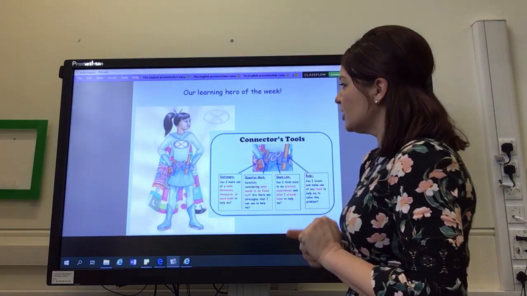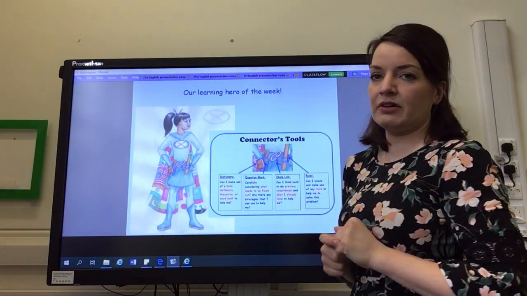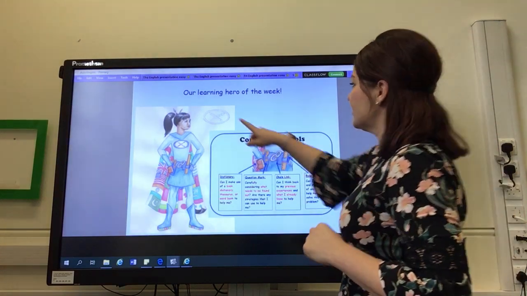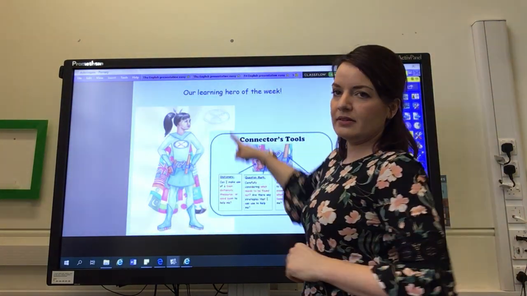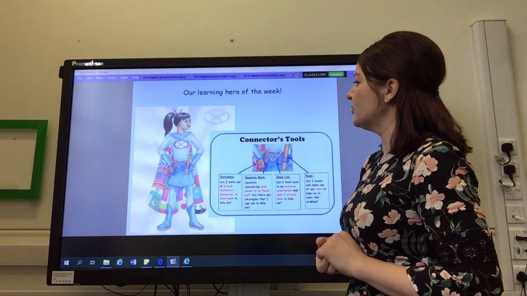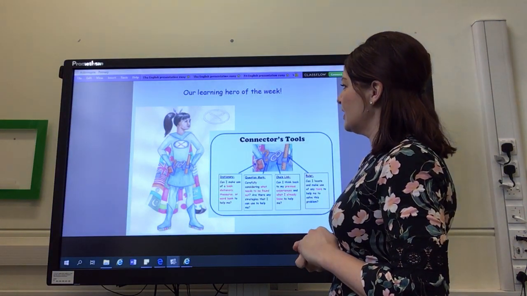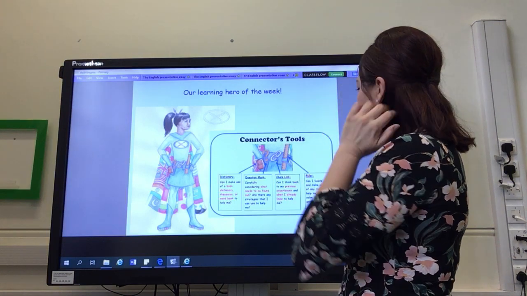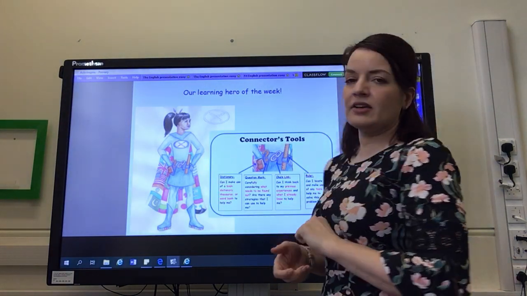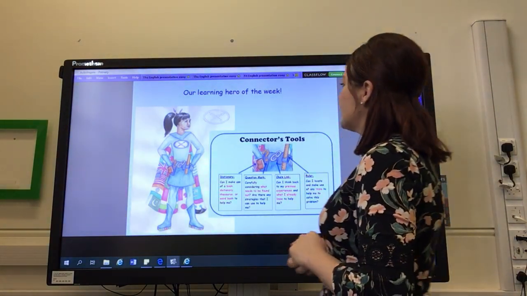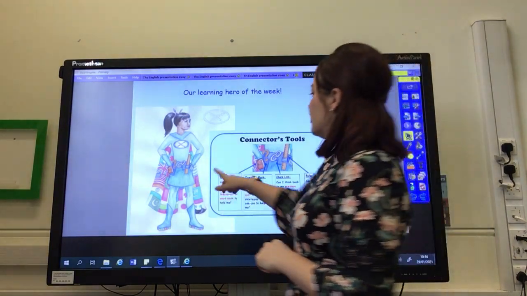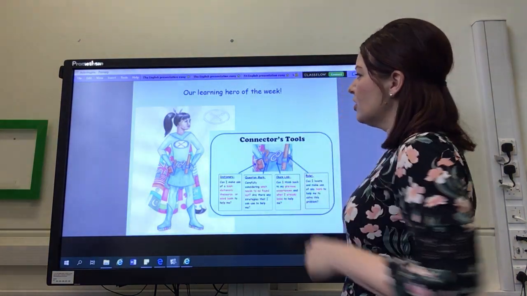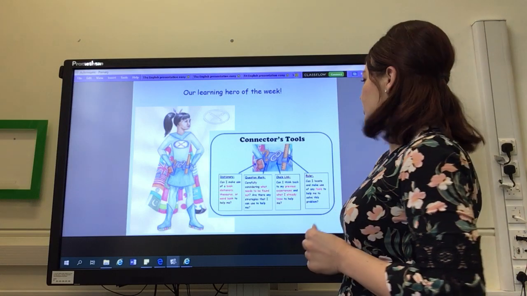And we're going to start off with our learning hero of the week. Do you recognise this lady? This is our learning hero, the connector. And the connector is all about linking ideas together and asking questions. And she's going to help us in all our learning this week. So look out for her picture on lots of your flip charts and worksheets.